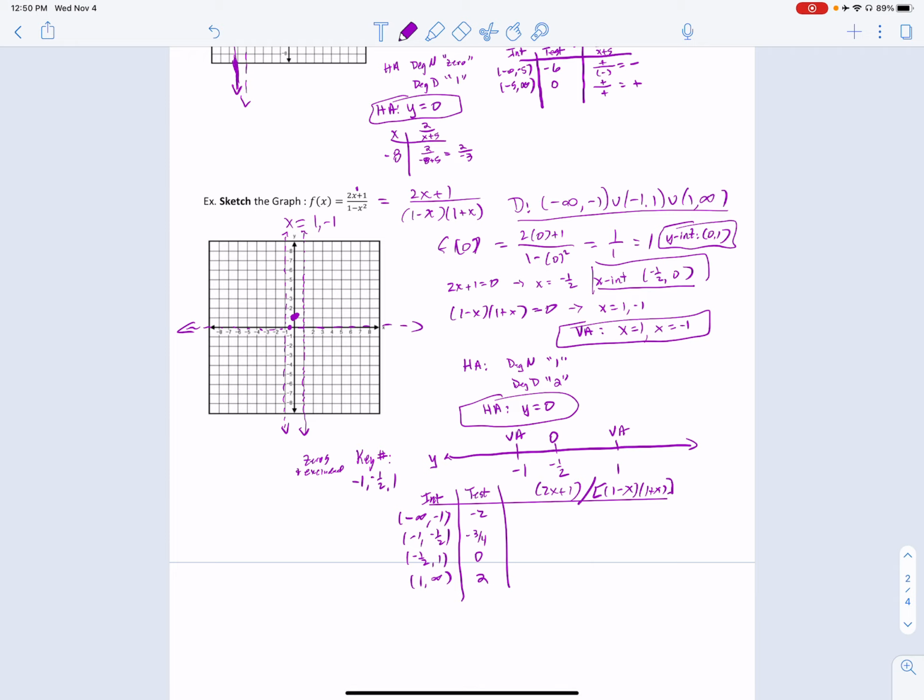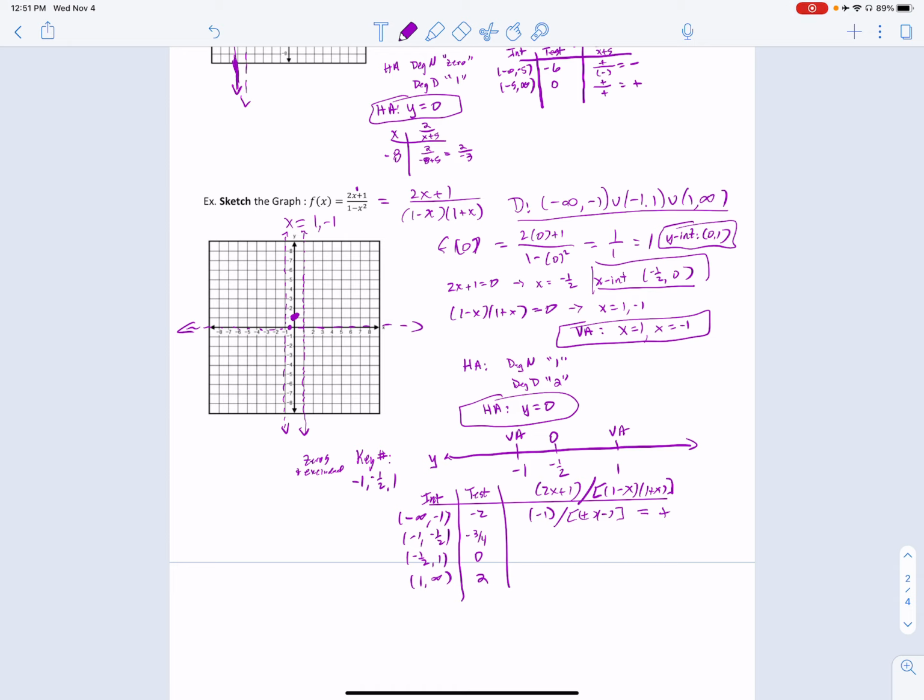And so if I plug that in, I'm going to get a negative divided by, if I put -2 into 1 minus x, I get a positive. And if I put a -2 into 1 plus x, I get a negative. So overall, you get negative divided by negative, which is positive.